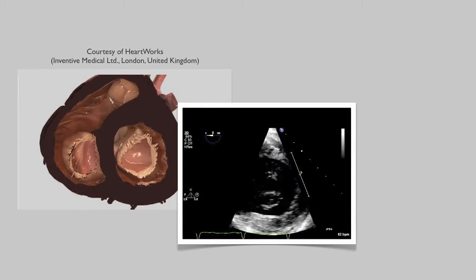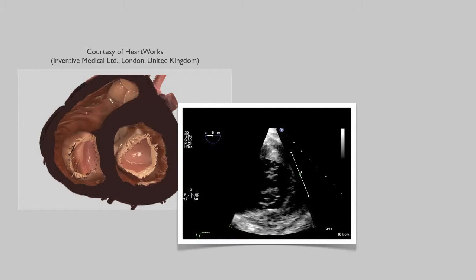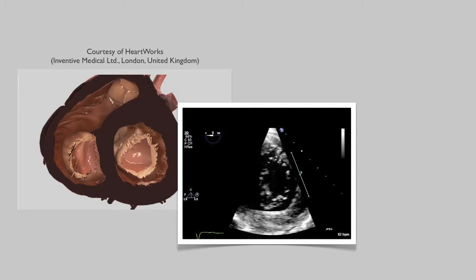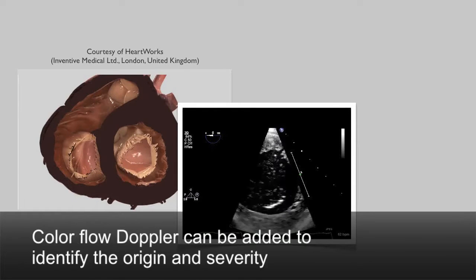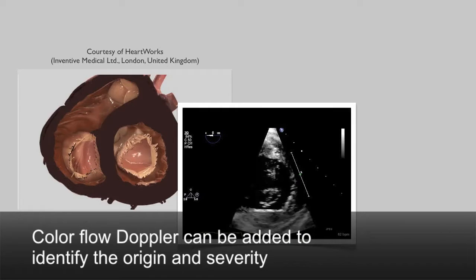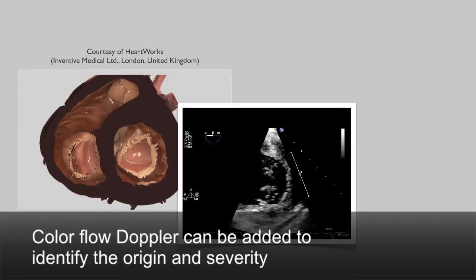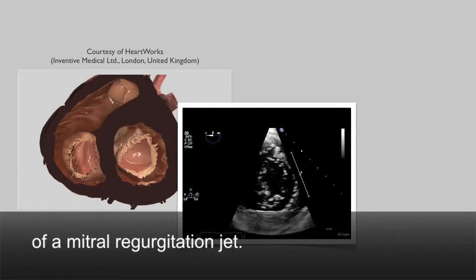Note that the posterior leaflet takes up more of the annulus, while the anterior leaflet takes up more of the interior of the mitral inflow tract. Coaptation defects can often be identified in this view. Color flow Doppler can be added to identify the origin and severity of a mitral regurgitation jet.